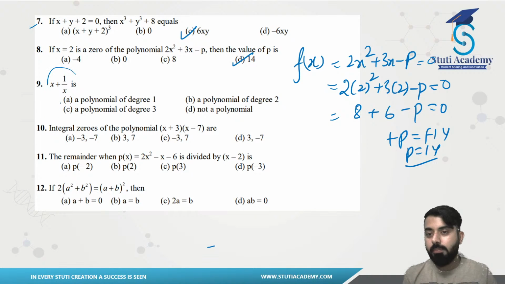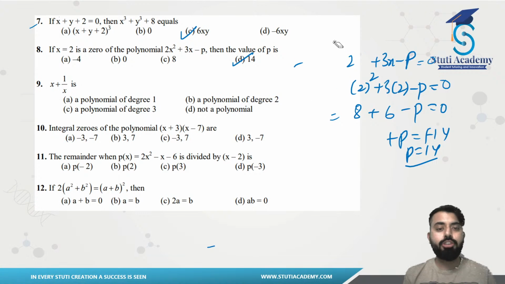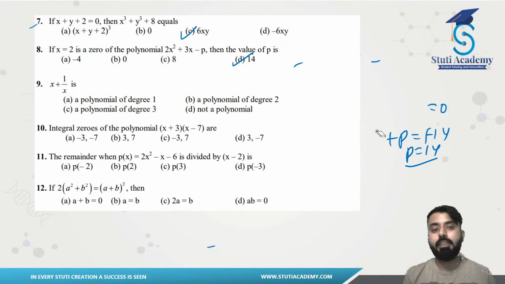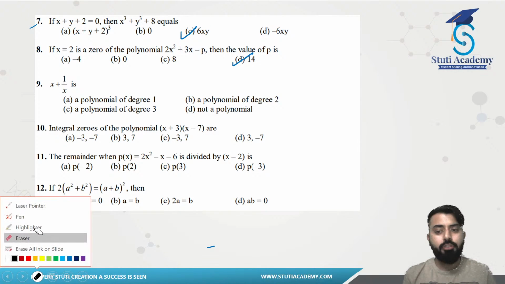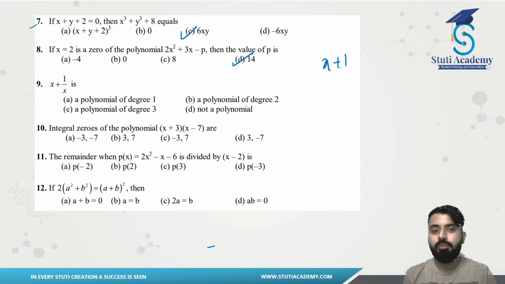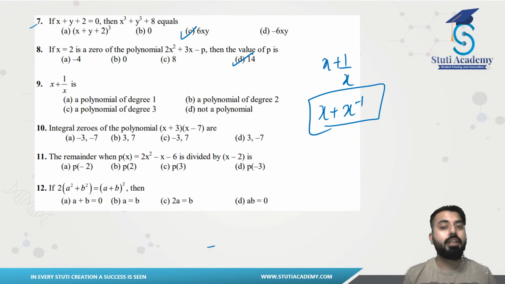Now I have to write this one. x plus 1 upon x is a polynomial of degree 1, a polynomial of degree 2, a polynomial of degree 3, or not a polynomial. So you should be answering this one while I erase this. It will be quite easy. I hope you have guessed that one. If I write x plus 1 over x, can I write it like this? x plus x inverse. Now you see, the power is negative, so this cannot be a polynomial. So the answer will be option D. Quite easy, right? Now let's move forward.